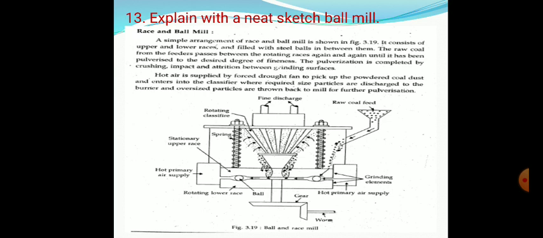So this is the diagram. It consists of hot primary air supply, stationary upper race, rotating classifier, springs, fine discharge, raw coal feed, grinding elements, hot primary air supply, balls, rotating lower race, gear, worm, etc.